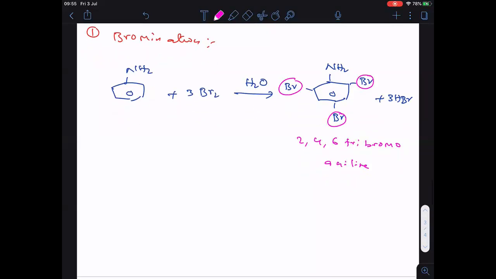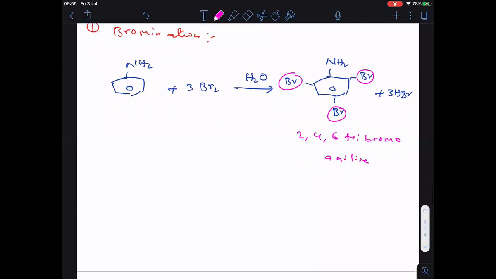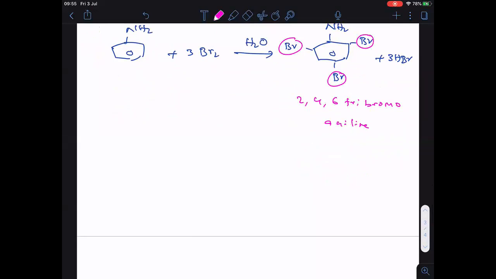Clear? But if I want only the mono-substituted product, where only 1 bromine should be substituted, what to do then? For that, one method is there, and that method I am telling you here. So see clearly. This is the aniline.